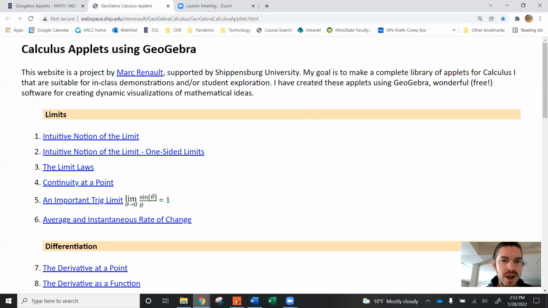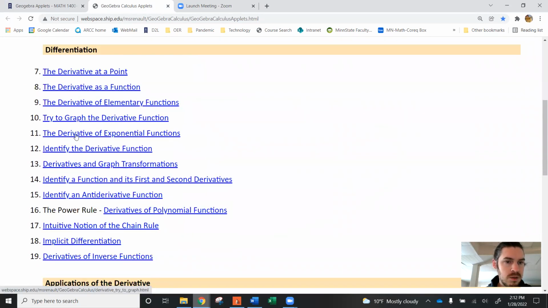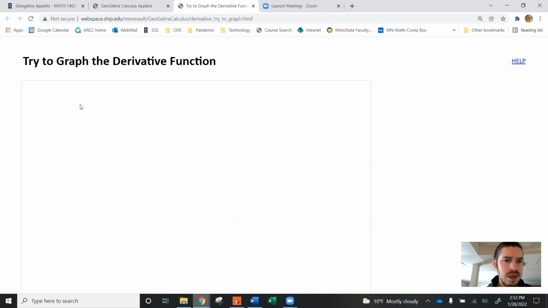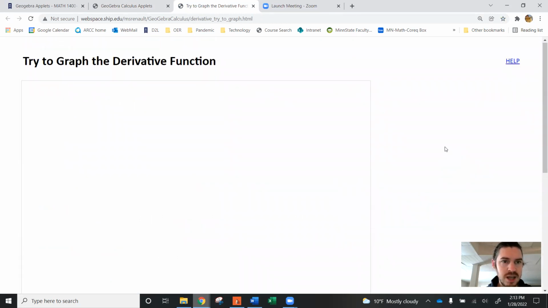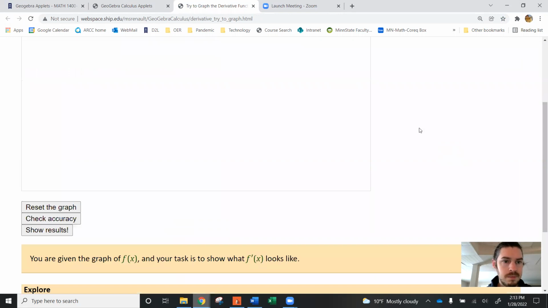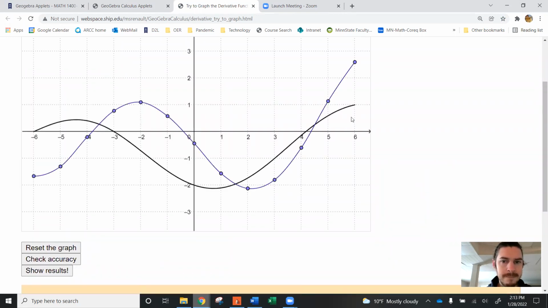You have this web page. It's a very nice web page created by Mark Renault from Shippensburg University. Thank you, Mark. There's some cool stuff in here. One of these is try to graph the derivative function. This is a neat little applet that does essentially what I was just demonstrating. Wait for it to load. A bit slow. There we go.